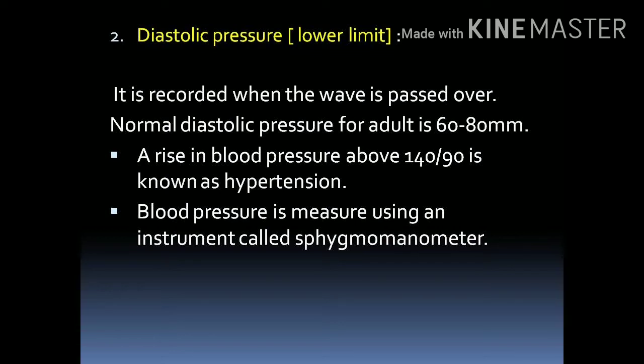Sometimes there is a rise in blood pressure above 140/90. Above 140/90 is called hypertension. It is called high blood pressure. This high blood pressure is caused because of tension. Sometimes, because of doing more physical exercises, or because of tension, the blood pressure also increases. That is called hypertension. We can measure this blood pressure using an instrument called a sphygmomanometer. Through the sphygmomanometer, we can know the blood pressure.